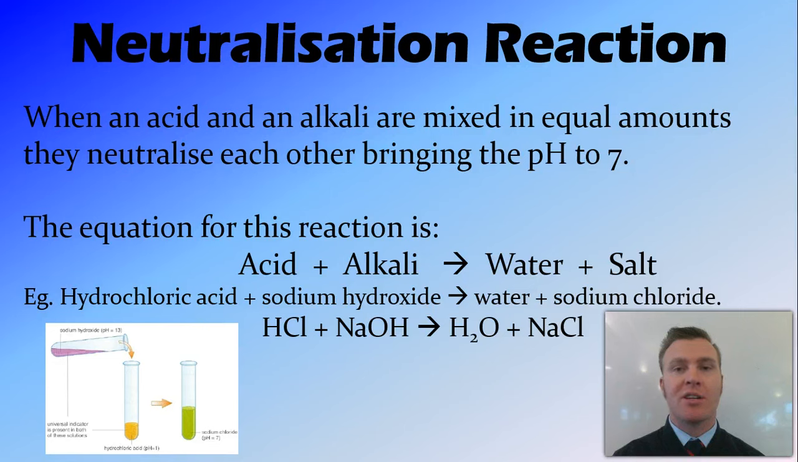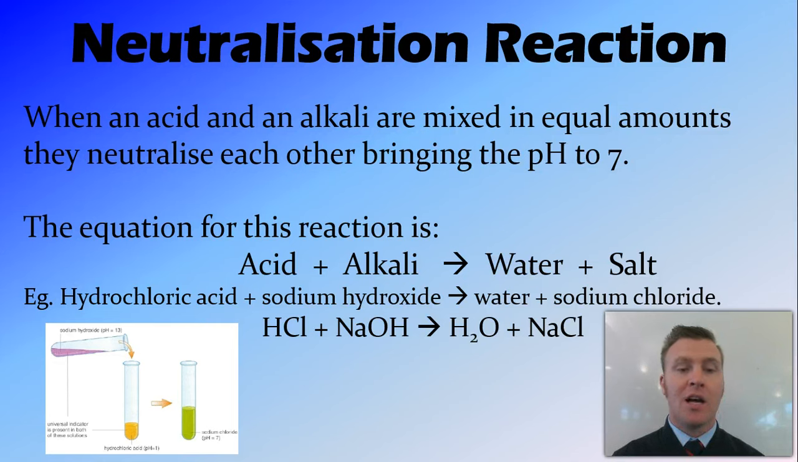A neutralization reaction occurs when an acid and an alkali are mixed. And if they're mixed in equal amounts, the whole solution will be neutralized and have a pH of 7. This occurs because the hydrogen ions in the acid react with the hydroxide ions in the alkali. The general equation for this reaction is when an acid and an alkali are mixed, they react to form water and a salt. And the salt is going to be the ions that are left over from the acid and base.